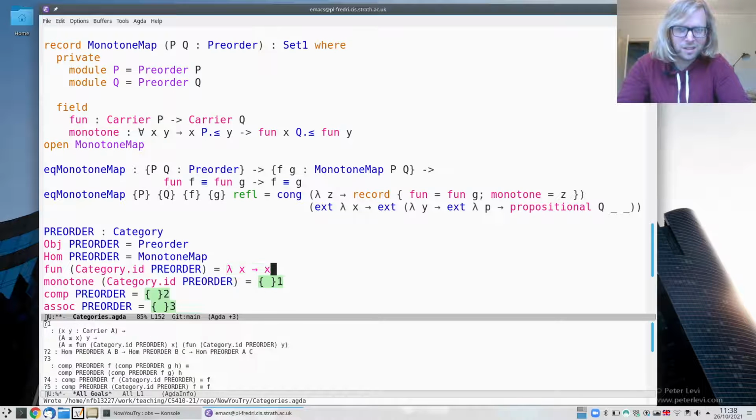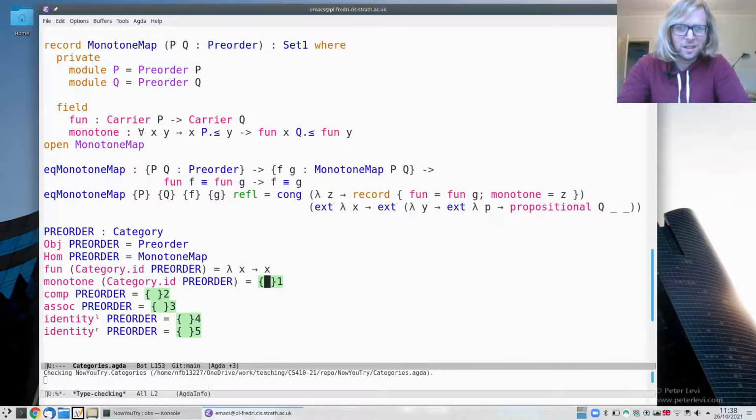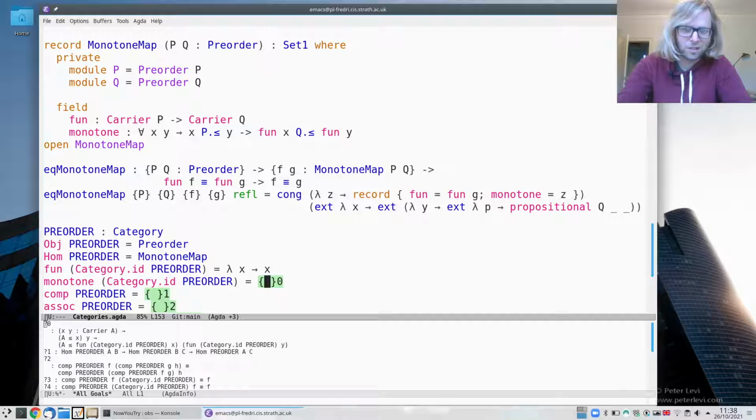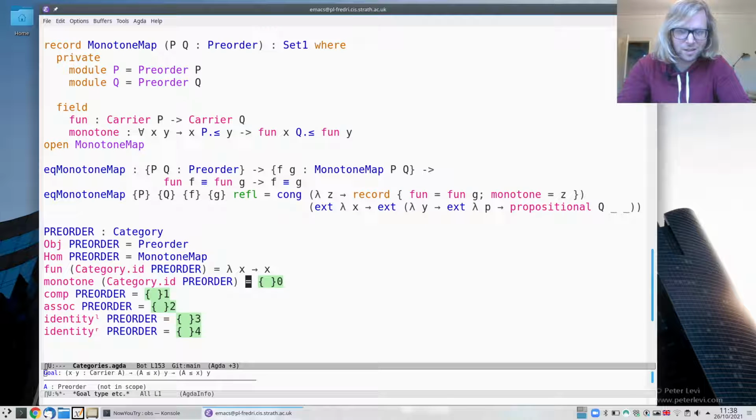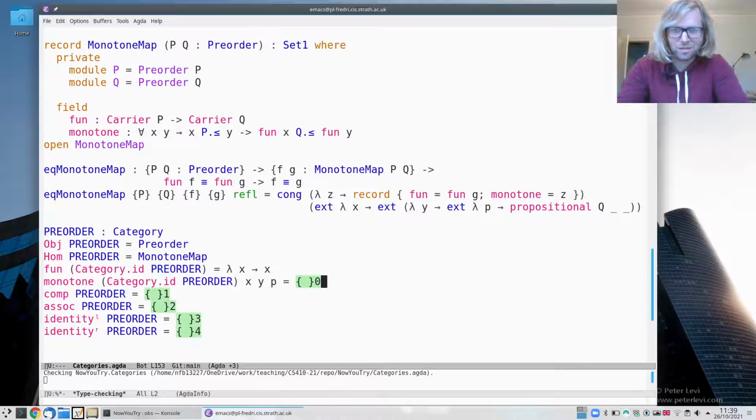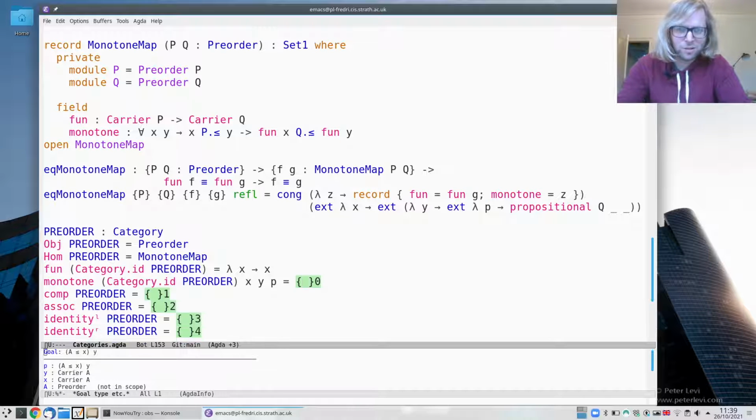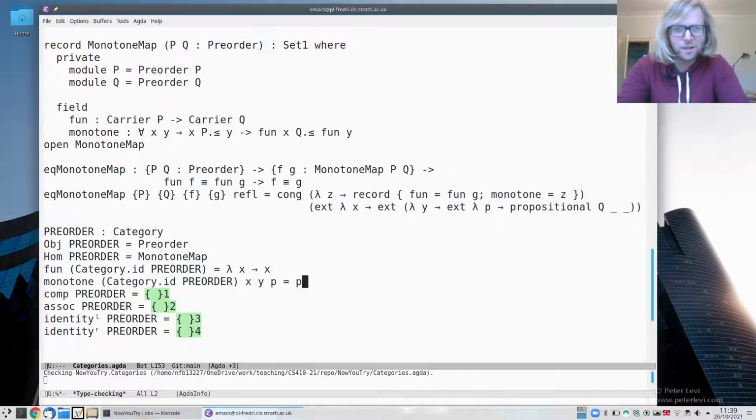It's just going to be the identity function, and then here we have to prove that this function is monotone. So that means that given x and y and a proof that x is smaller than y, we have to produce a proof that x is smaller than y, because that's the result of applying this function to x and then to y. Right? So that's going to be the same proof p.